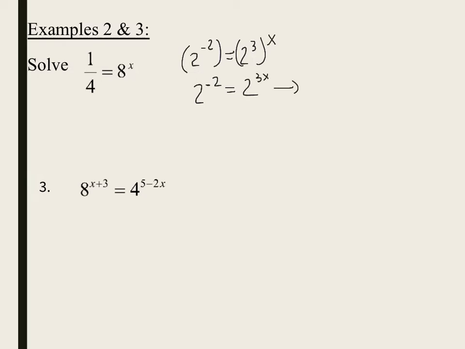And so this means with the equivalency property, we have minus 2 is equal to 3x. We have negative 2/3 is equal to x. And of course, if we put that back into the original equation, it solves the equation. Notice in this case we had to go to a different base. 4 wouldn't work, nor 8 wouldn't work. So in the next problem, we're going to have to do the same thing.